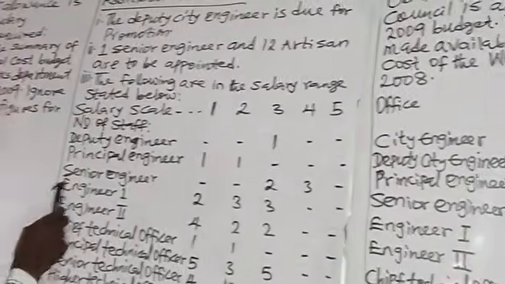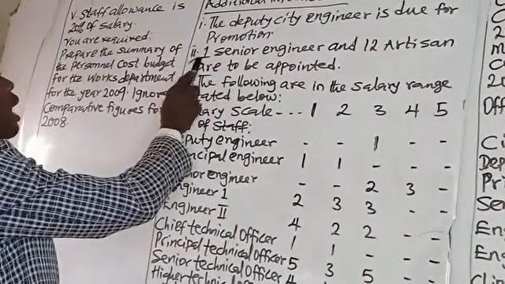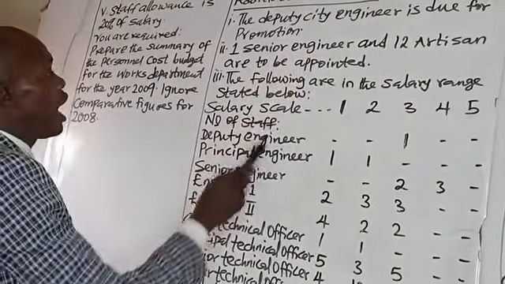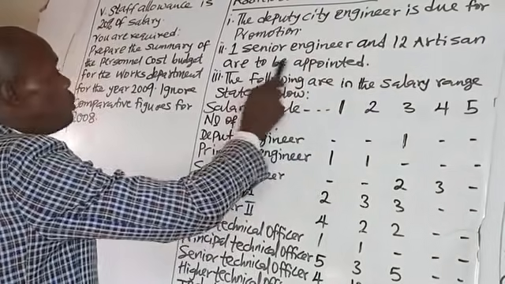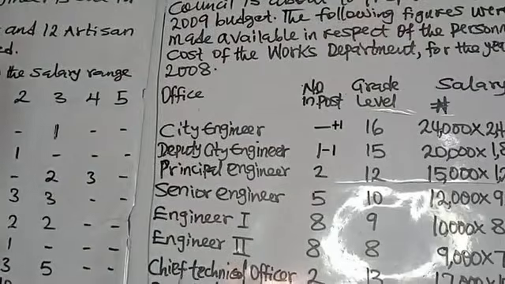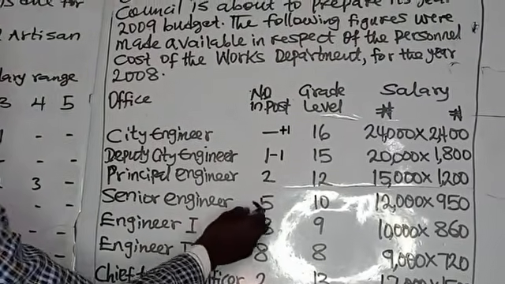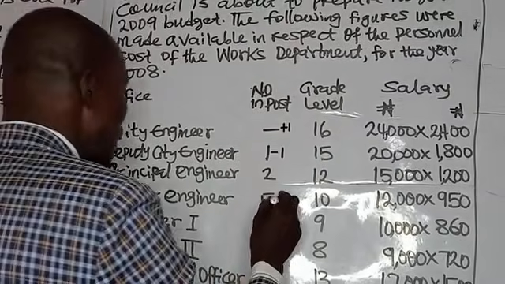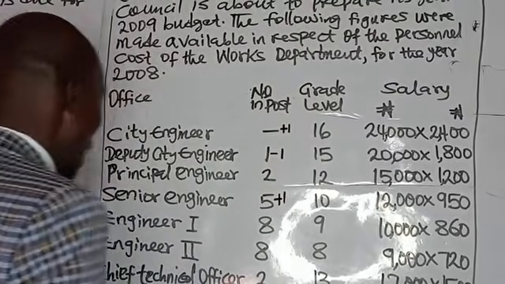Now, note 2. 1 senior engineer and 12 artisans are to be appointed. If you employ 1 senior engineer, you have 5 before. If 1 is appointed, you have +1. And 12 artisans.